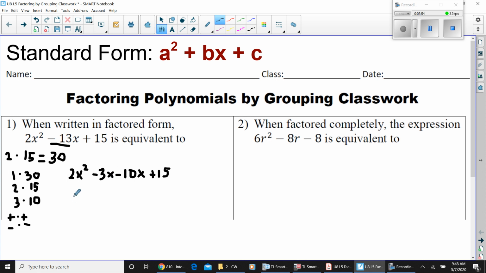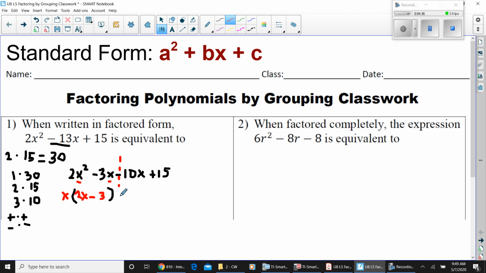Now you can go ahead and take the greatest common factor of each section. You can draw a dotted line going down, which you don't have to do, but this is the first half and this is the second half. So I'm going to get the greatest common factor of just the first half, and that is x. So what times x equals 2x squared? 2x. What times x equals negative 3x? Negative 3.